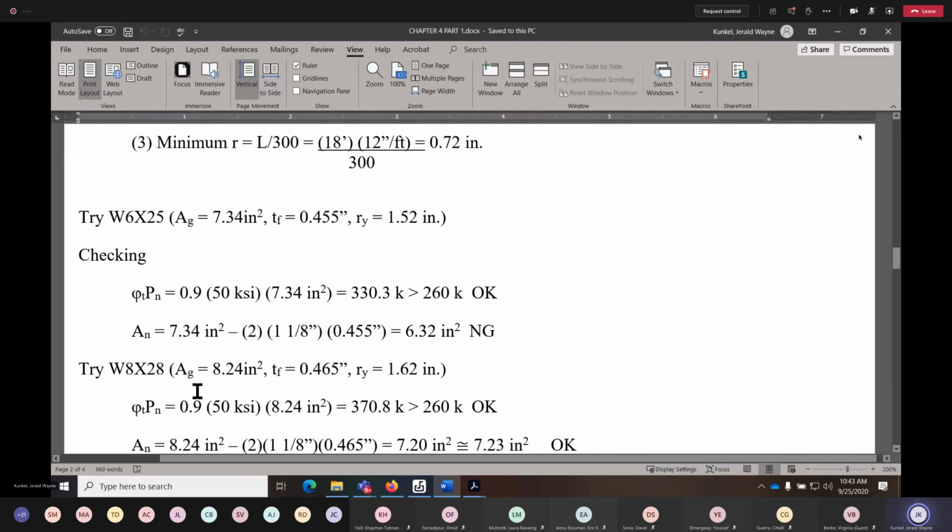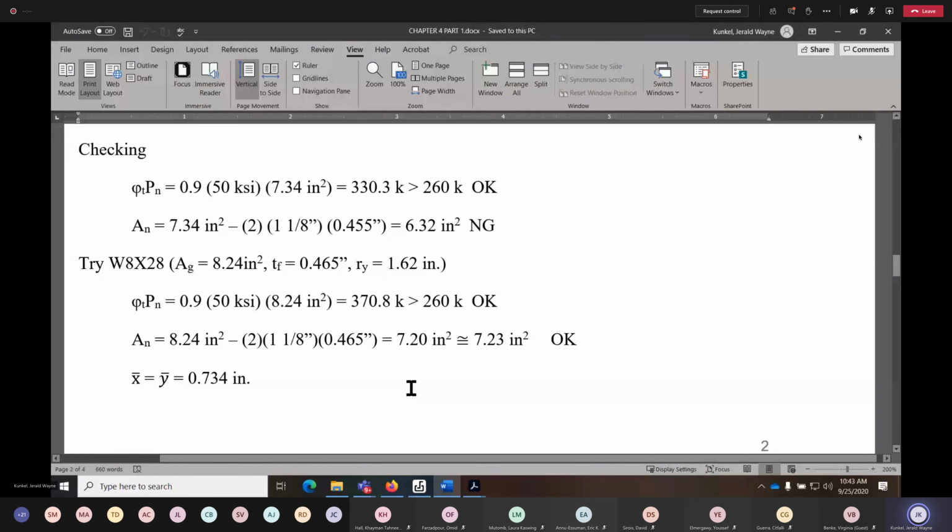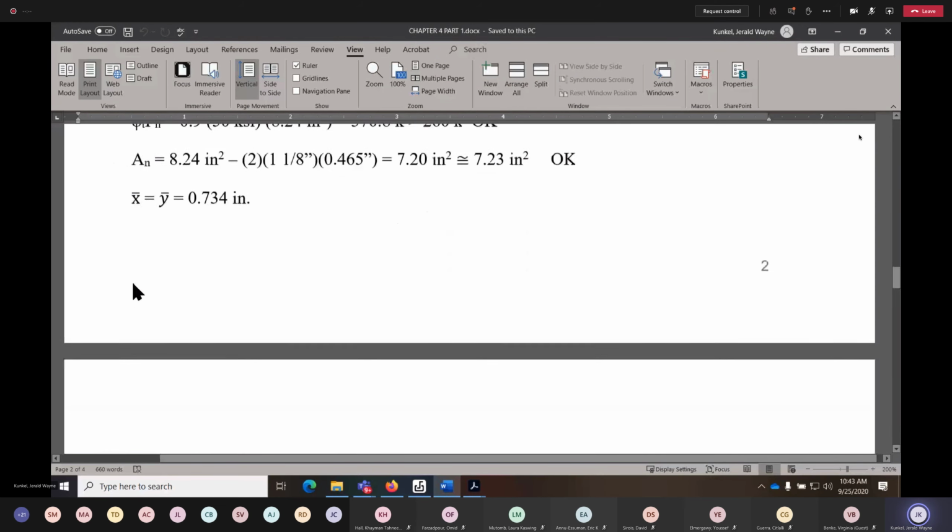And remember when we looked up the 8x28, the 8x28 was good because it was the smallest W8 that had an area greater than 7.23. So let's try that. And again, this is the Goldilocks approach. We're doing trial and error. The gross area of the 8x28 is 8.24. If you were to look in the manual, the thickness of the flange and the radius of gyration are given. So now we can check it, okay?